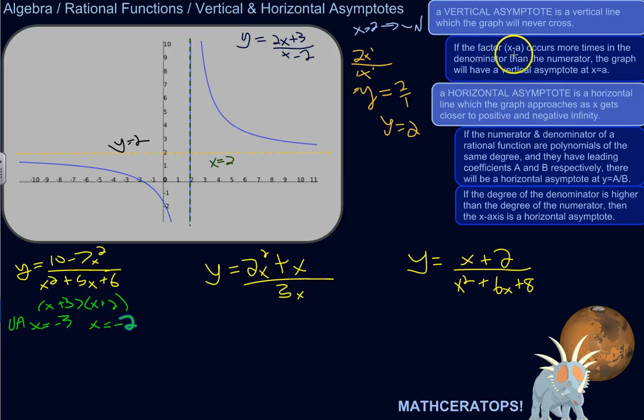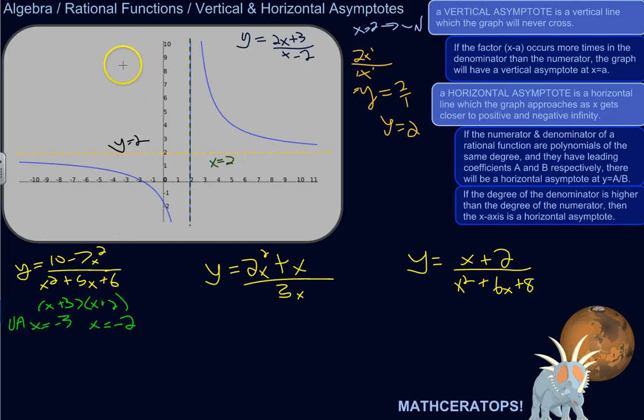Or you could think of this as if the factor x minus a occurs more times in the denominator than the numerator. X plus 3, you could look at that as x minus minus 3. So a would be -3. Okay. So that's where the vertical asymptotes are. There's two of them. One's at x equals -3, so it'd be like a vertical line here.